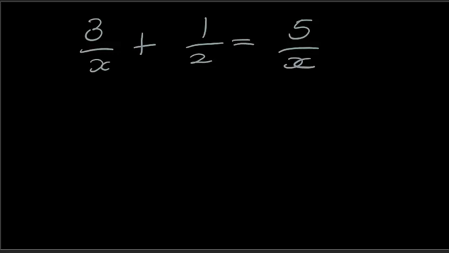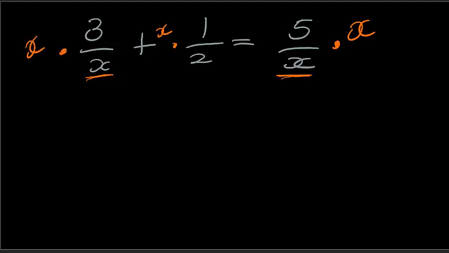Here I've got x over 3 plus 1 over 2 equals 5 over x. I want to get rid of the fraction, which means I want to get rid of the denominator, and that means I need to find a common denominator to multiply by. What I see is x. Although I see it twice, I'm only going to do it once. So I'm going to multiply by x for all of them.